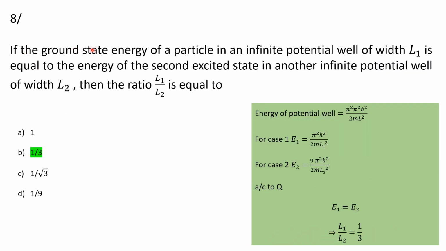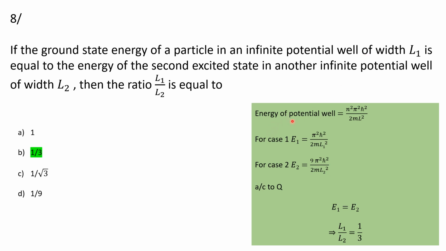Then, if the ground state energy of a particle in an infinite potential well of width L1 is equal to the energy of the second excited state in another infinite potential well of width L2, then the ratio L1 by L2 is equal to, options are 1, 1 by 3, 1 by root 3 and 1 by 9. So here it has been asking in the infinite potential well.